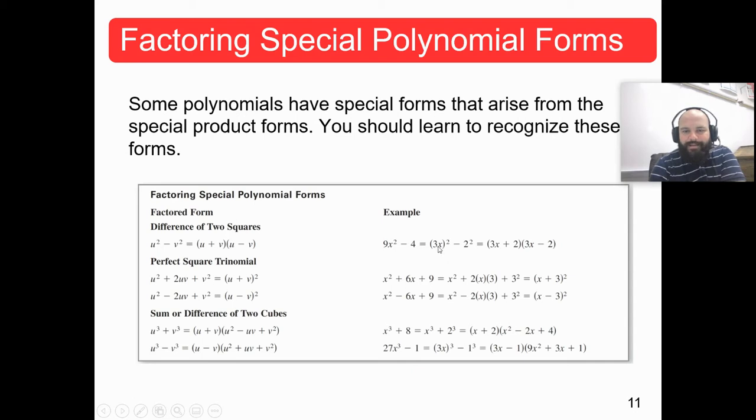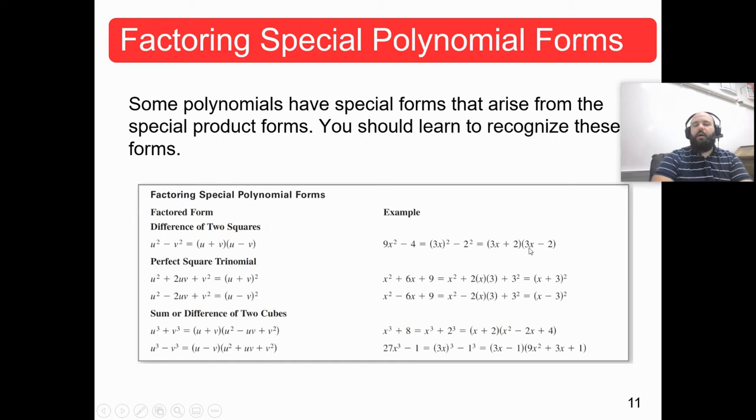Once we rewrite it as the quantity 3x squared minus 2 squared, you can then fit this back into the formula you see right here, which is u squared minus v squared. Here's your u, that's the 3x, here's your v, that's the 2. So you simply put 3x in for u, 2 in for v, and you end up with 3x plus 2 times 3x minus 2. And you can see it factored just like that.